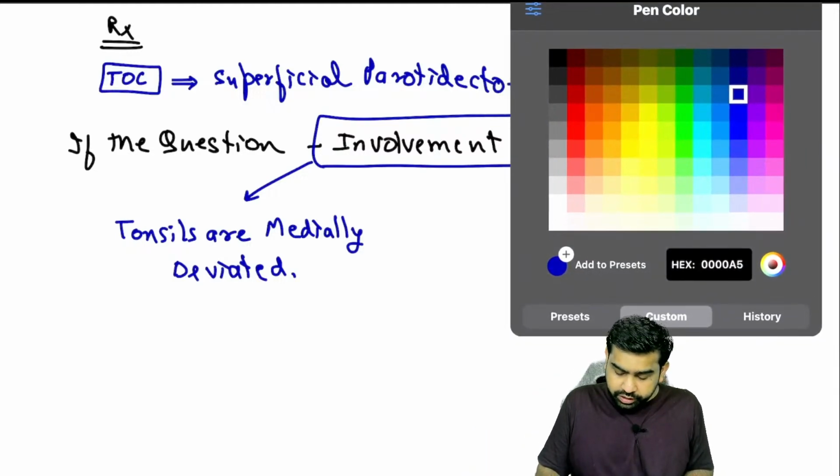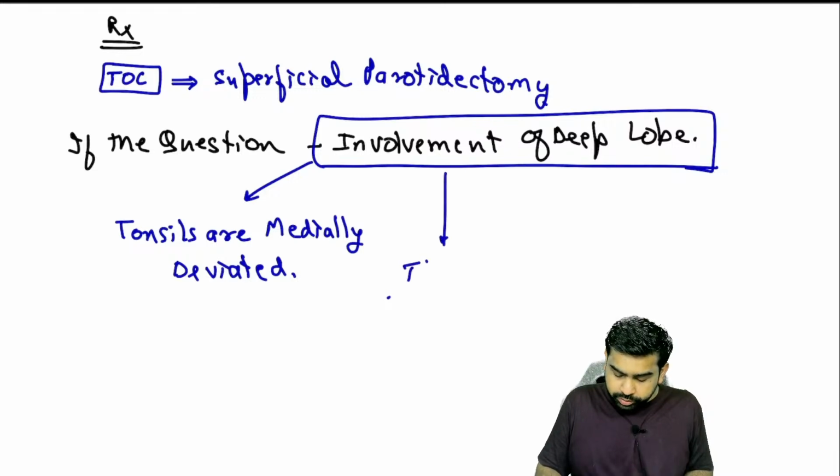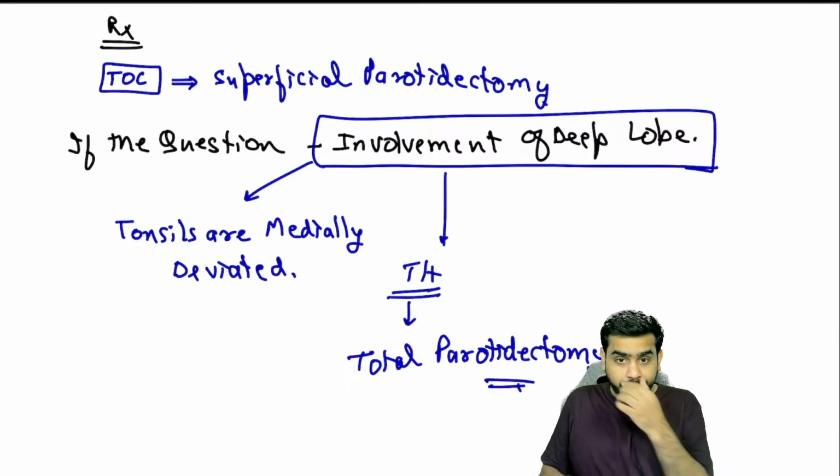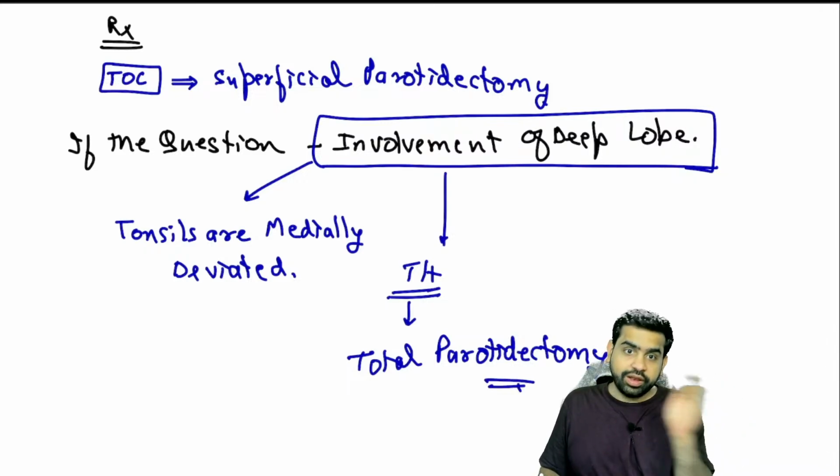And if there is an involvement of the deep lobe, then what is going to be the treatment? The treatment over here is going to be a total parotidectomy. In the total parotidectomy, you are going to remove the superficial as well as the deep lobe.